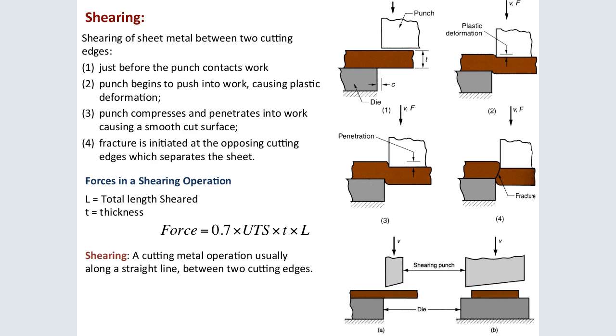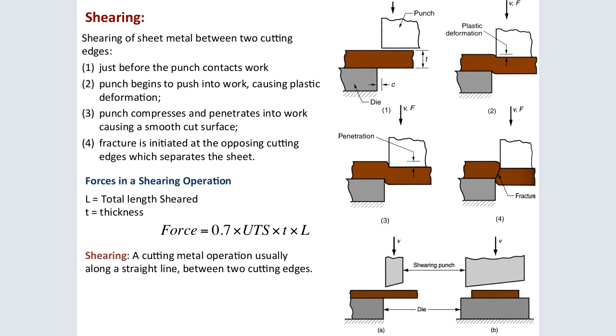Now when shearing, look at the pictures there. Shearing of the sheet metal between two cutting edges. Just before the punch contacts the work, the punch begins to push into the work, causing plastic deformation. So the punch compresses and penetrates into the work, causing a smooth cut surface. So the fracture is initiated at the opposing cutting edge, which separates the sheet, forcing the shear operation.